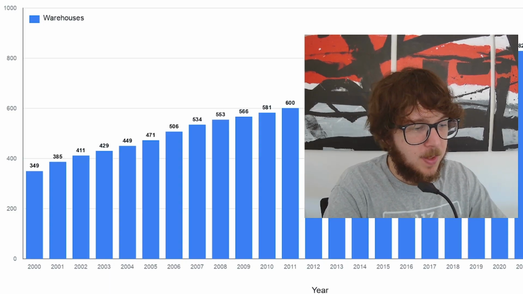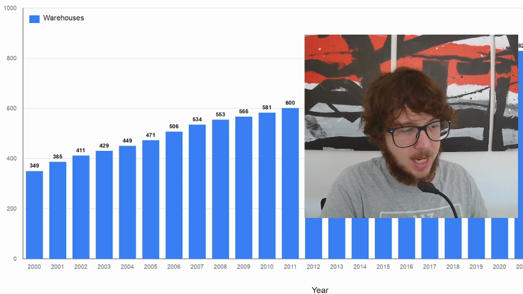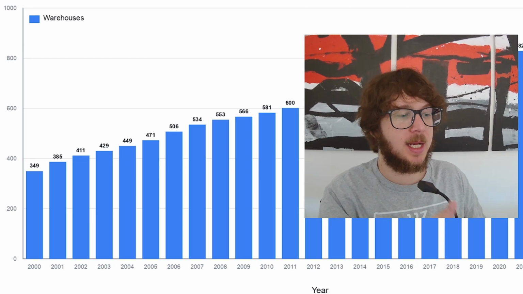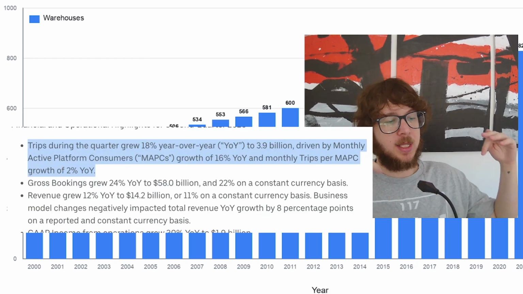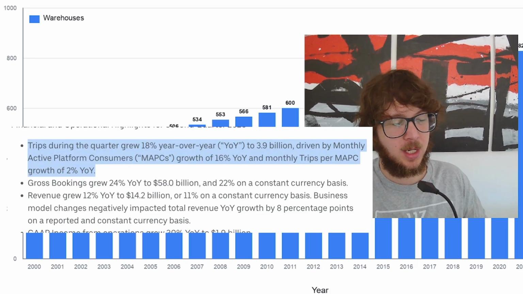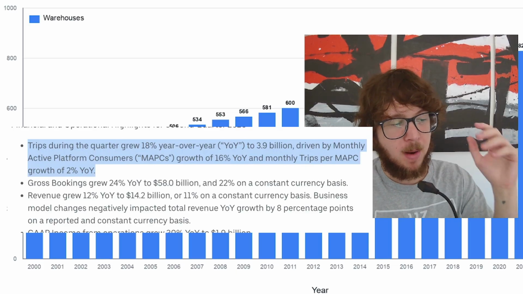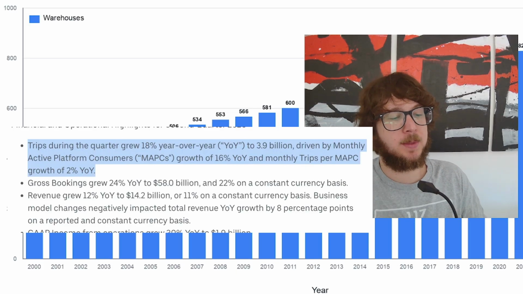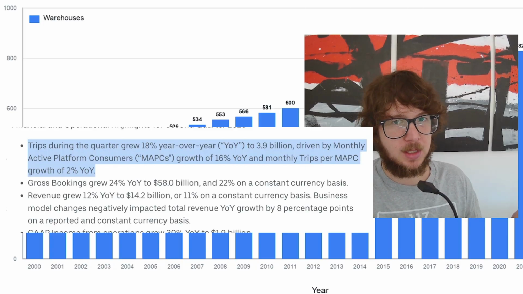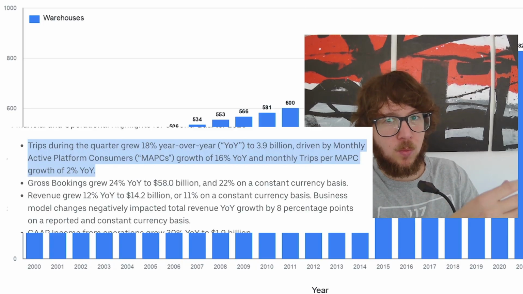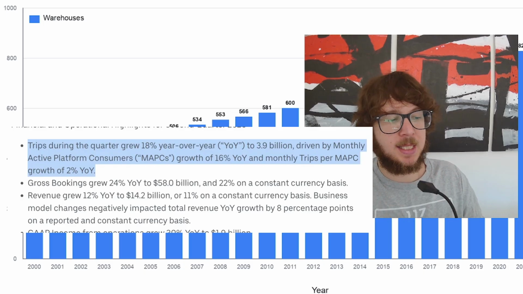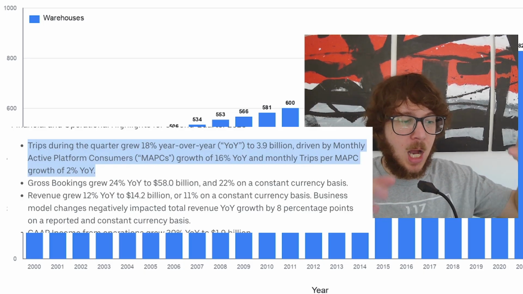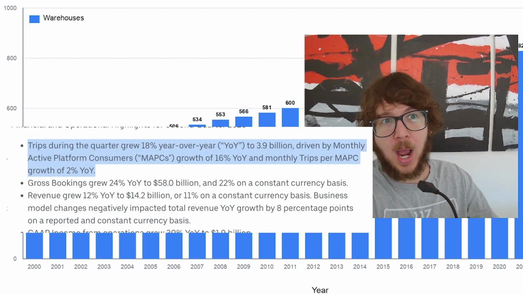So as an example, Uber has something called trips, right? And we saw how it was growing in the chart before. So Uber will publish their filings and it'll say stuff like this. Trips during the quarter grew 18% year over year to 3.9 billion, driven by monthly active platform consumers growth of 16% and monthly trips of MAPC growth of 2%. Okay, so what we can see here is that there's multiple related metrics in one sentence here. So you could find every number with regex, but understanding which number represents what is the harder part.